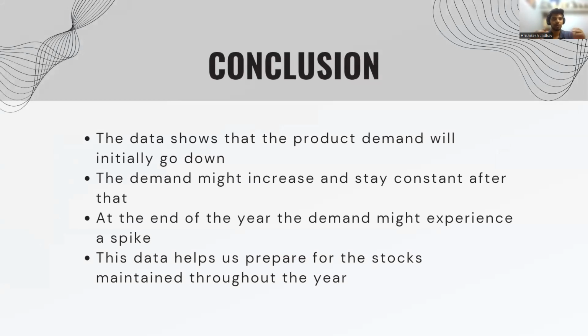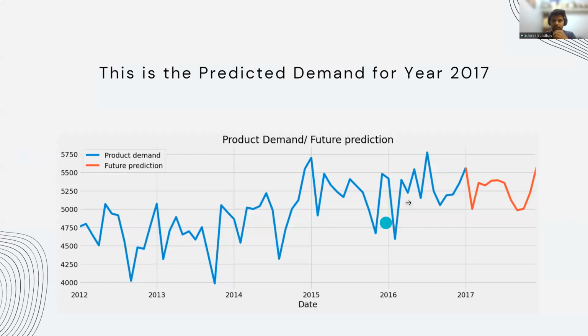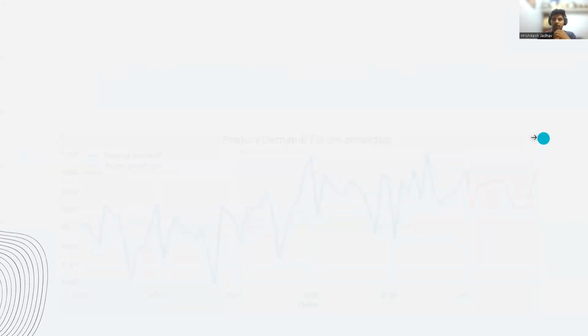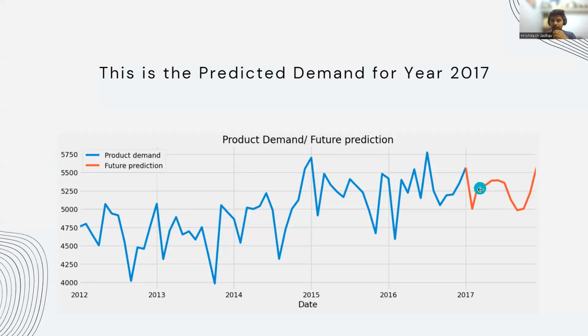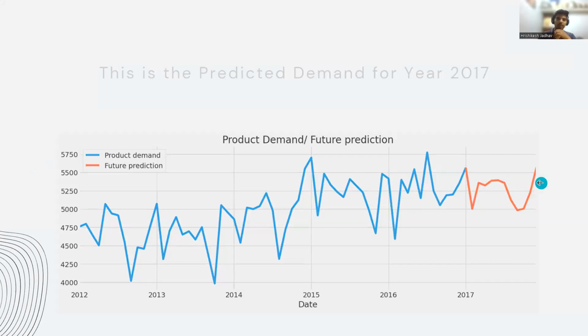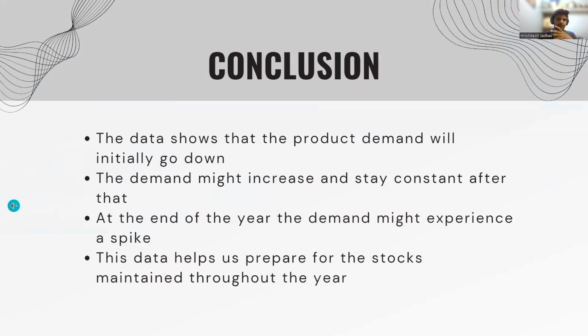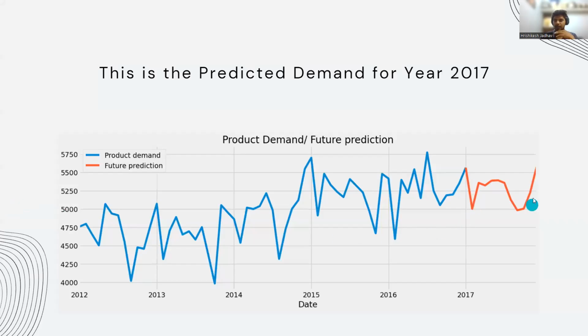Now the conclusion we show is that the data shows the product demand will initially go down. You can see here that the product demand has initially gone down, and then the demand might increase and stay constant after that. Here the demand is not spiking and dipping very much. It is generally constant, and at the end of the year the demand might experience a spike. As you can see, it dips and then experiences a much greater spike.